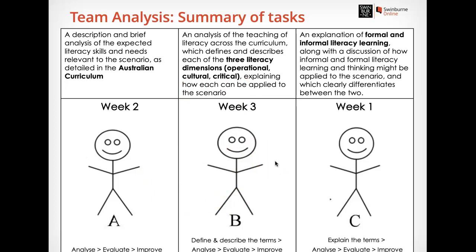Person B's job, primarily in the week 3 content, but again, you're going to be looking further afield, is to analyse the 3D model, so Green's 3D model, which connects to the 3 literacy dimensions of operational, cultural, and critical. And then they're going to connect that back to the scenario. And then person C's job is to have a look at the week 1 content and read further afield to provide an explanation of formal and informal literacy learning. And then you're going to be connecting that back to Sean and the scenario.